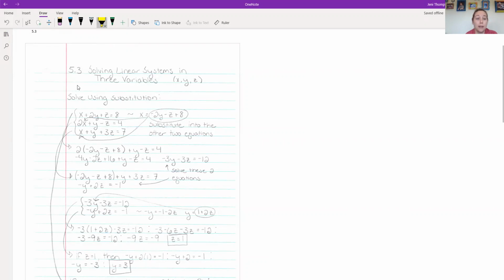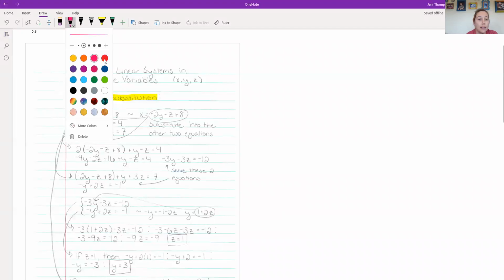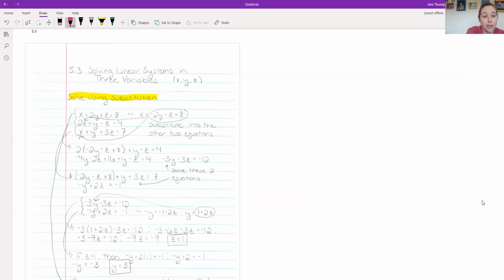So to solve using substitution, we're gonna solve for one of our variables, right? So I've taken this first equation and solved for x. I'm going to take this solution for x and substitute it into both of my other equations. Substitute it in there and substitute it in there. So the top equation, or middle equation, I should say, top one I used to solve for x.